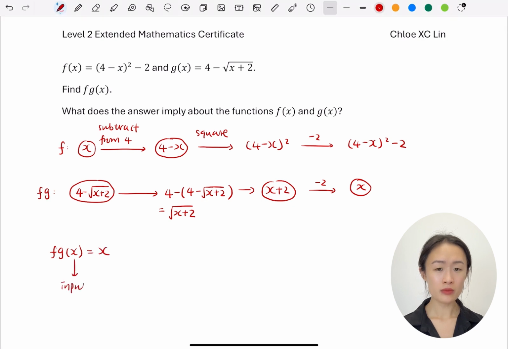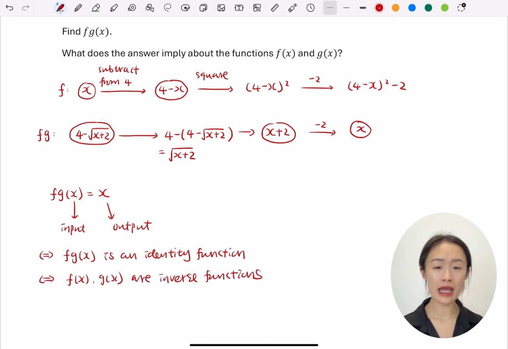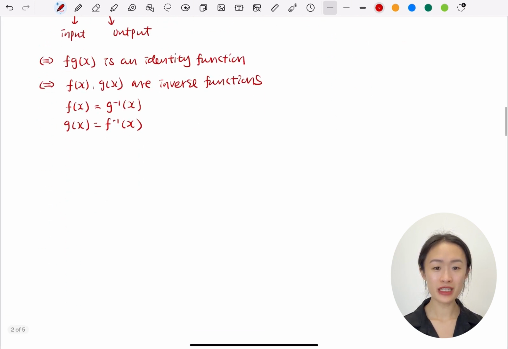x is our input. x is also our output. In this case, we say fg(x) is an identity function. That means no matter what you put in, you will get the same out. This happens when f and g are inverse functions. So that means f is the g inverse and g is the f inverse. If you try to find gf, you will notice that it will also give you the identity function. Please have a go and verify this yourself. Okay, now moving on to the next one.